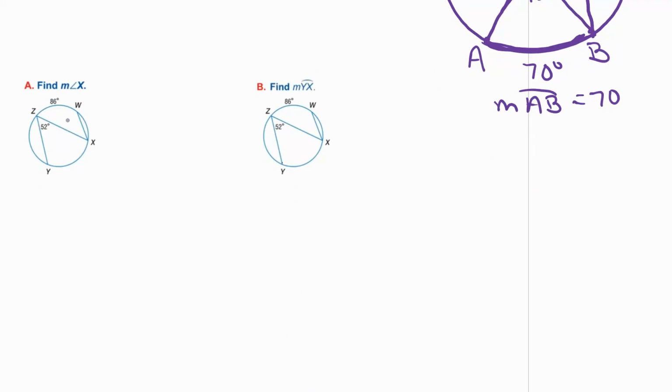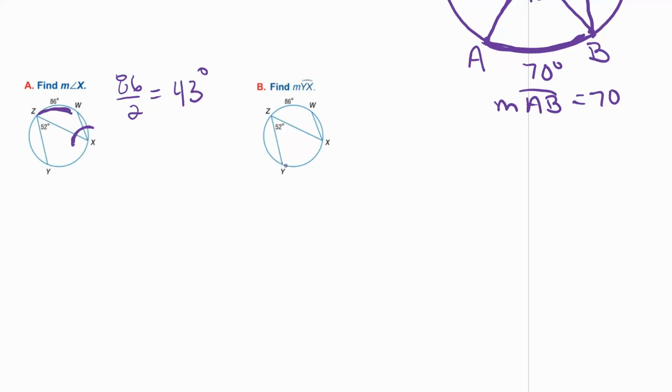In problem A, we're asked to find the measure of angle X. So we want to find the measure of this angle. The arc it intercepts is arc WZ, and the measure of that arc is 86 degrees. So the measure of angle X would be 1/2 of 86, which is 43 degrees.